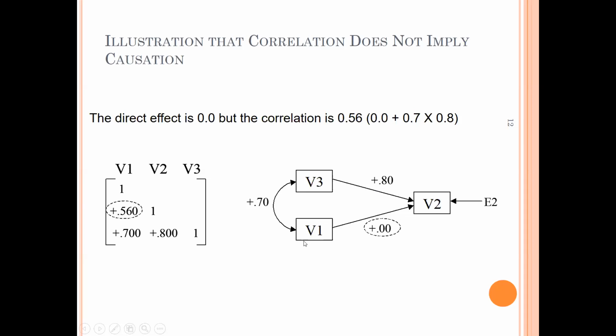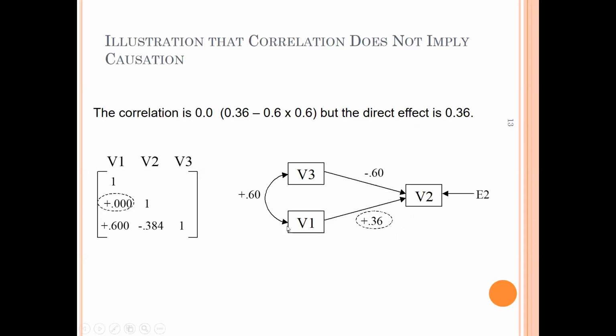How does that happen? It's because the correlation is the sum of the 0 here, but also the product of 0.7 and 0.8, because you can get from V1 to V2 through V3, so you can go back on this curved arrow here, which is a correlation, and then this way. And that's why you get a correlation that's 0.56, and that correlation is really just due to the correlation between V1 and V3, that's 0.7, and the direct effect of V3 on V2, which is 0.8.